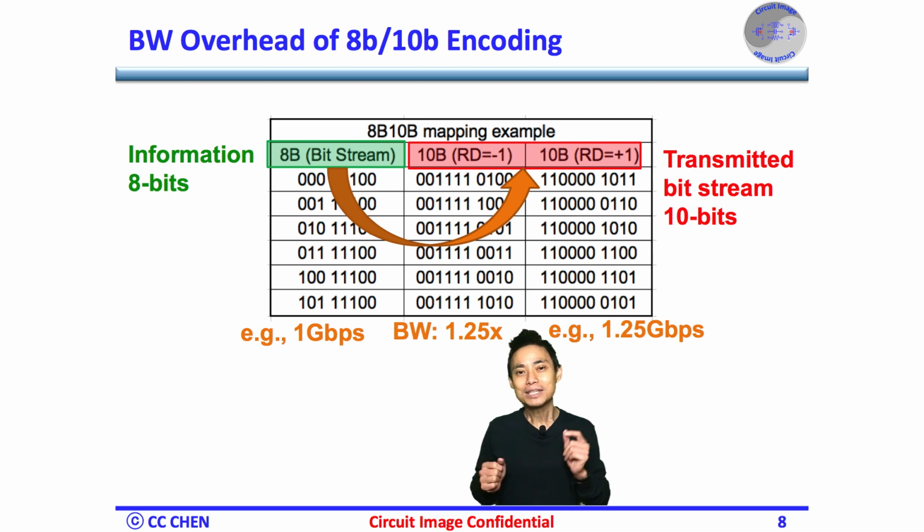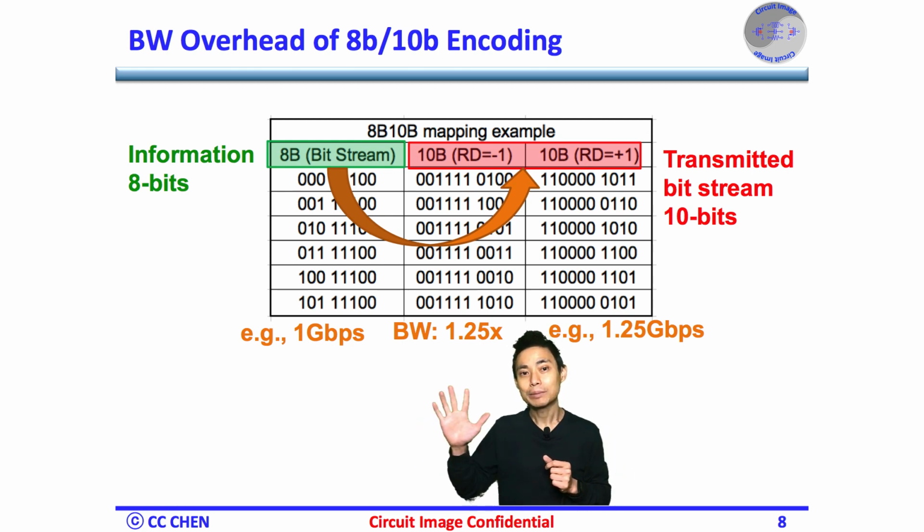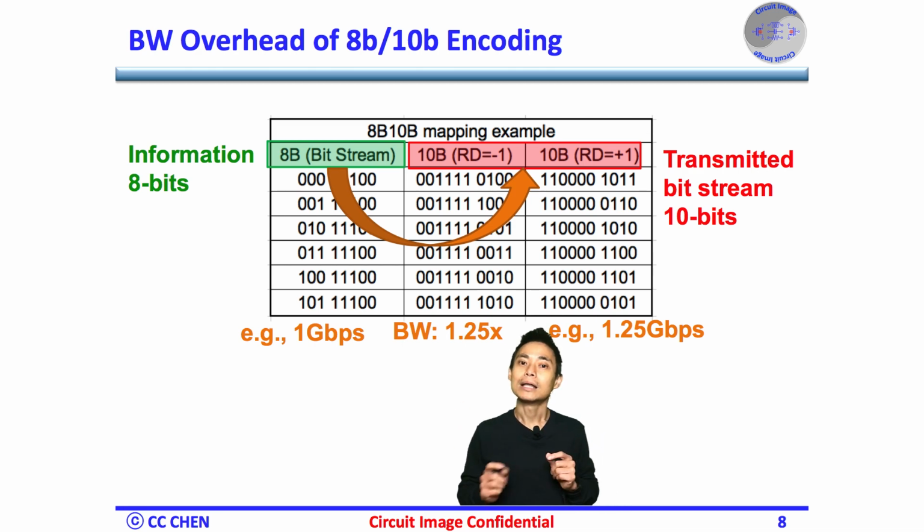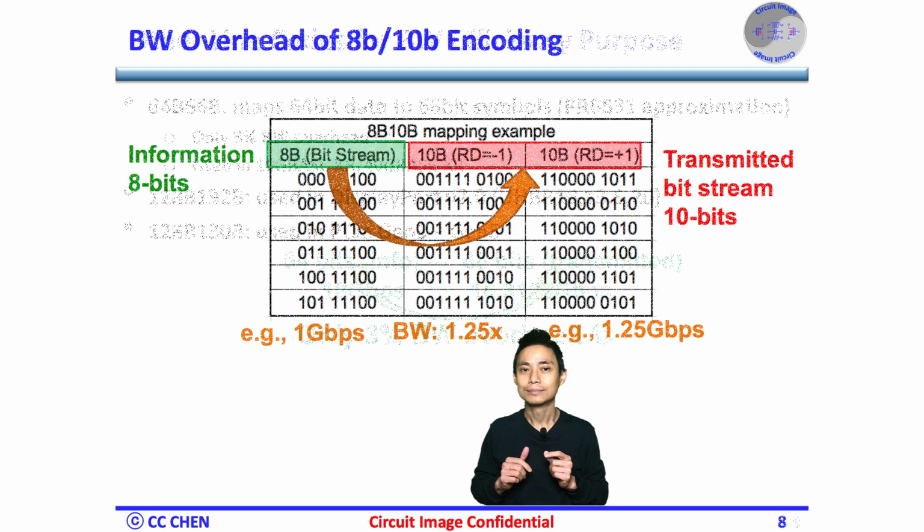So your transmitting data rate in the SerDes design should be 1.25 gigabit per second instead of the 1 gigabit per second raw data. Apparently, the overhead at 1 gigabit per second or 5 gigabit per second was probably okay in terms of 25% more power and design overhead. But for 10 gigabit per second and above, the power and design overhead will be an issue. Therefore, we may want to look for other line codes.